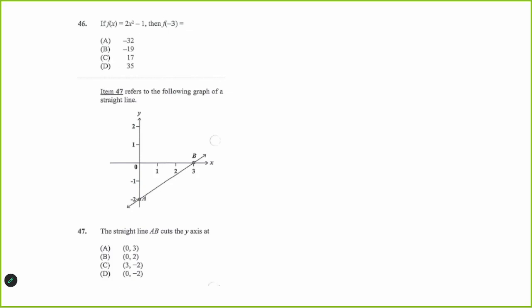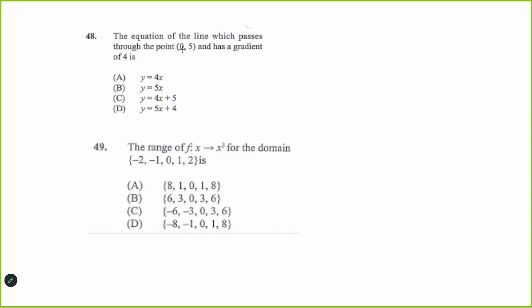Right, this one here, negative 3 squared is 9. 9 2s are 18. 18 minus 1 is 17. This one here, straight line that cuts the y-axis at x is 0, y is negative 2. D. This one here, if your gradient is 4 and your y-intercept is 5, that is 4x plus 5.